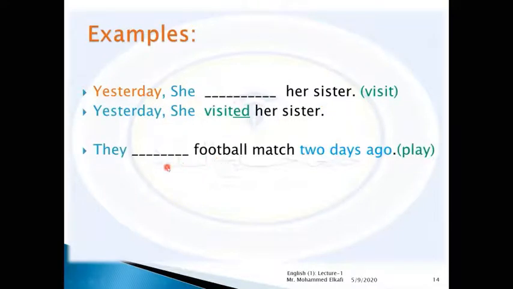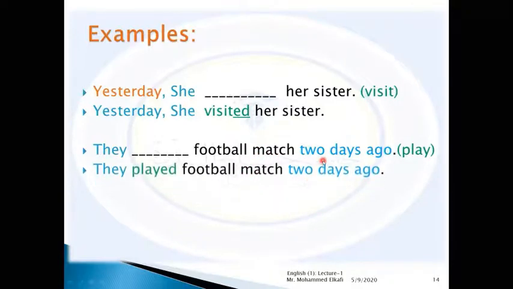So here we should say, after we see the subject, they play plus ed. They played a football match 2 days ago. Yes. They played a football match 2 days ago. Excellent.